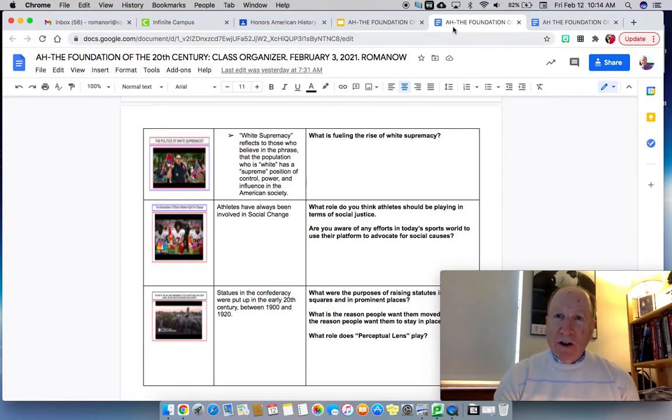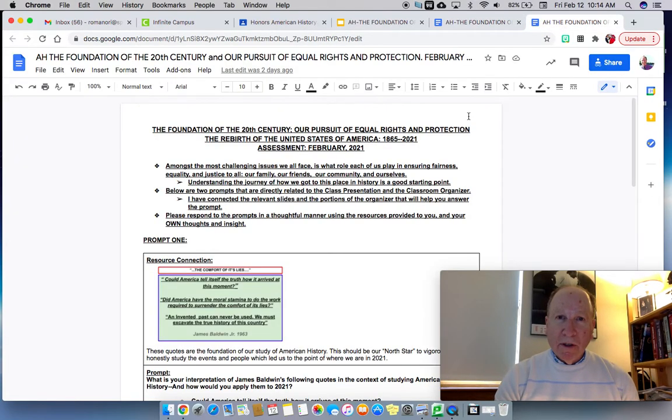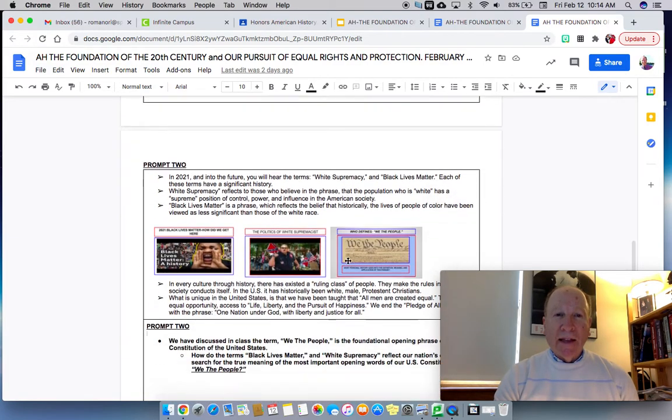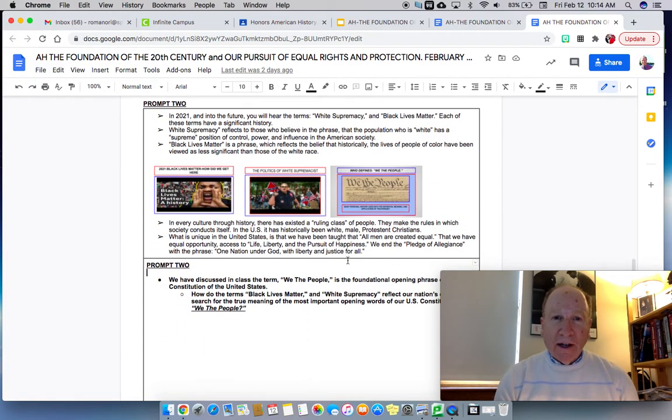And tied into all this is a prompt assignment, 2 prompts. Prompt 1 deals with what is your interpretation of Mr. Baldwin's quotes as it relates to the study of history. And the second is how do the terms Black Lives Matter and white supremacy reflect our search for the true meaning of we the people.